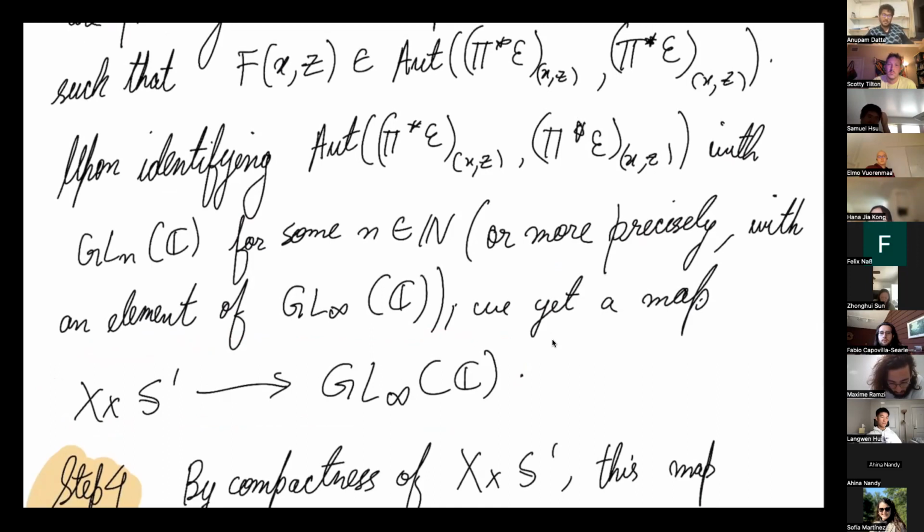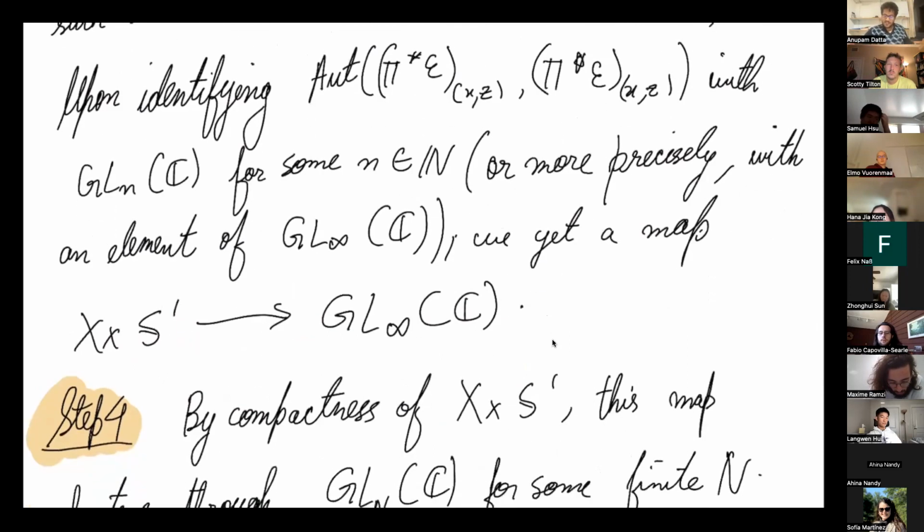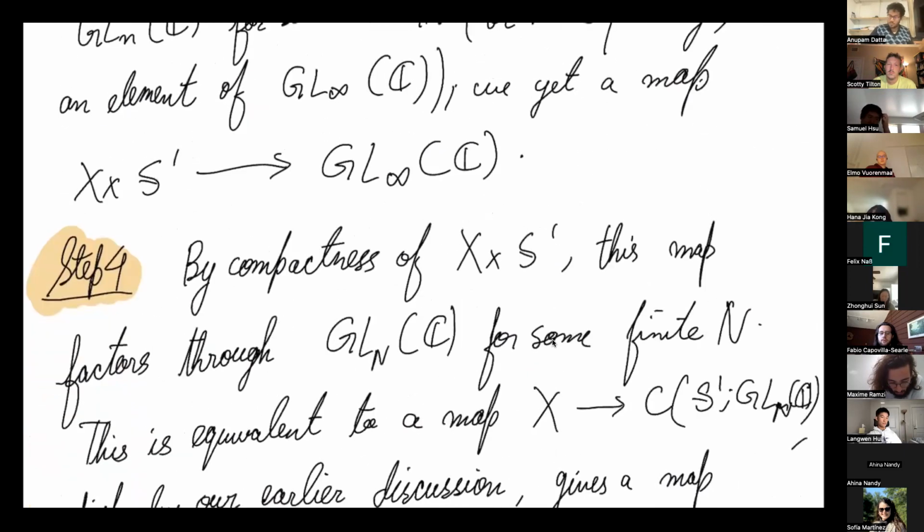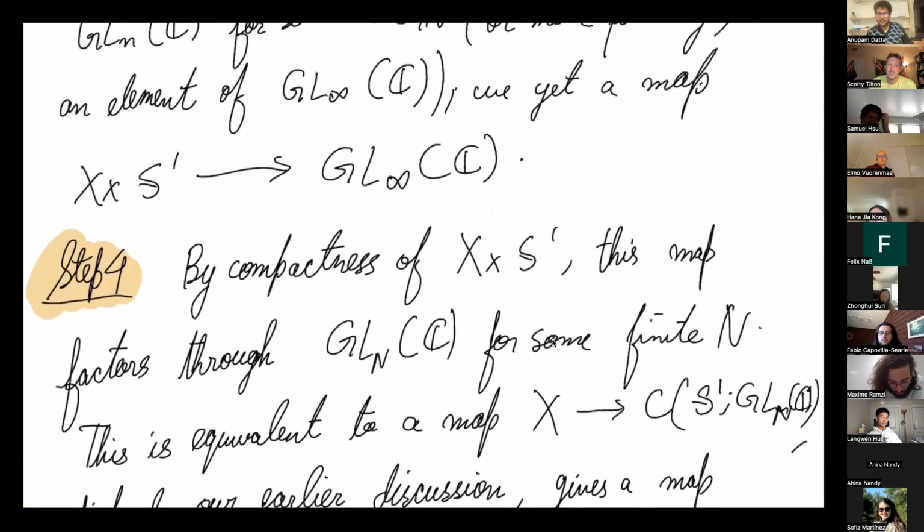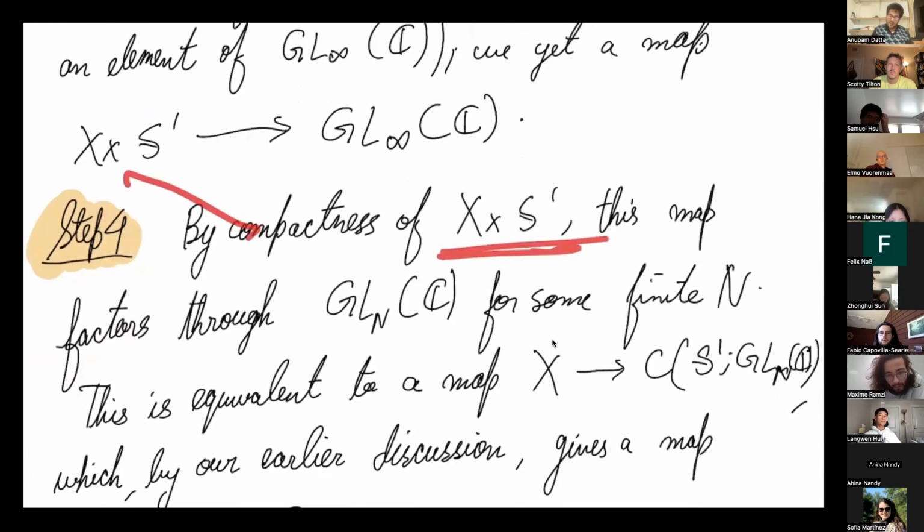I recall that we are going into this functional analysis arena where we had a map from S1 to GLn, and we constructed this Toeplitz operator. And we want to get to that specific setup again. But first, a couple of things to note: since X and S1 both are compact, the product is also compact, and this map is going to factor through some GLn(C).